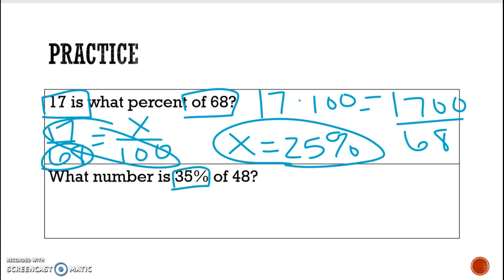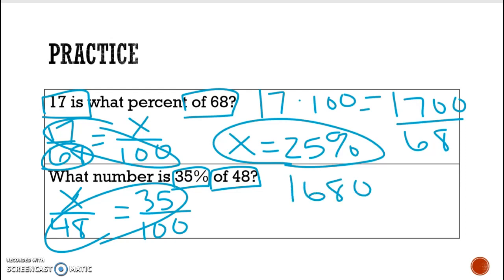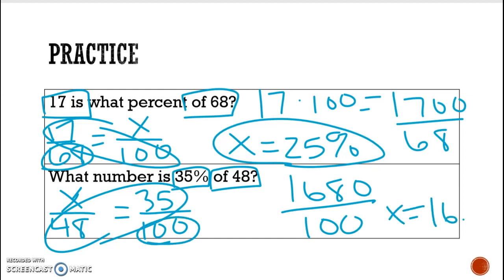Next one, it says 35% of 48. So I'm going to put 35 in my percent spot, 48 in the of spot, 100 never changes, and my X is the empty spot. So 48 times 35 gives me an answer of 1680. And 1680 divided by the 100 that's left outside gives me an answer of 16.8.